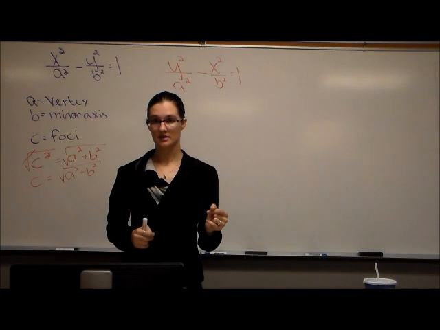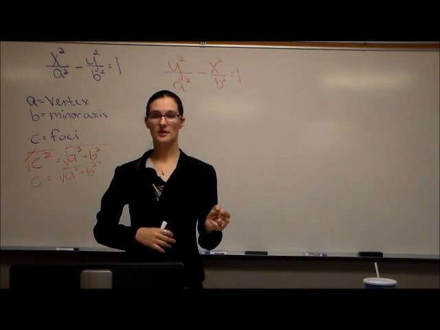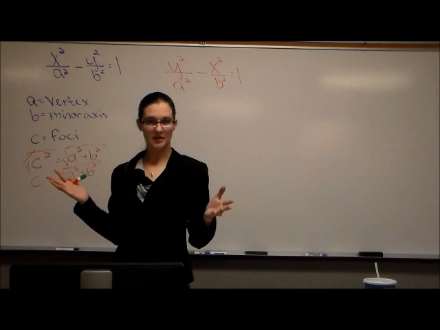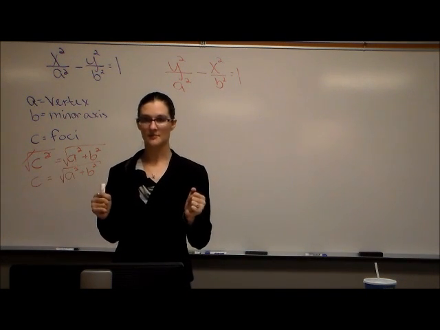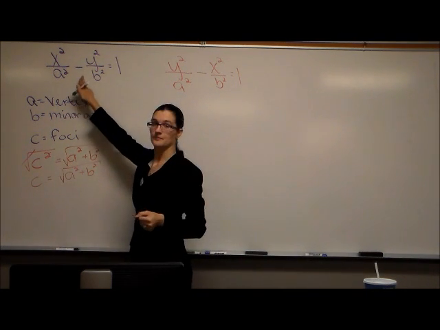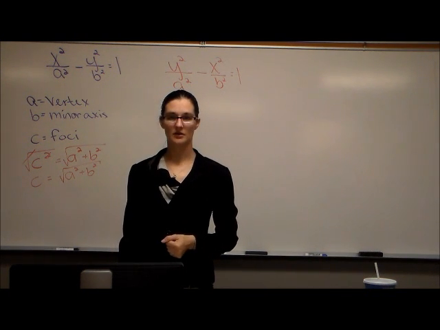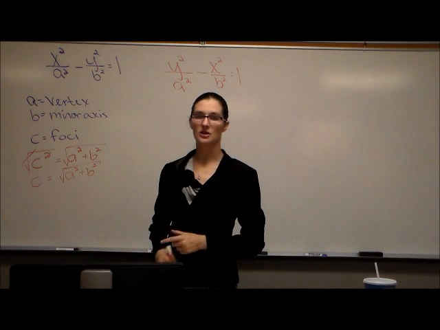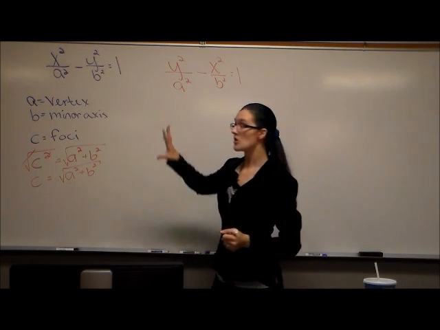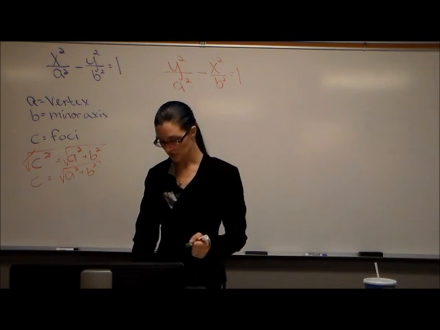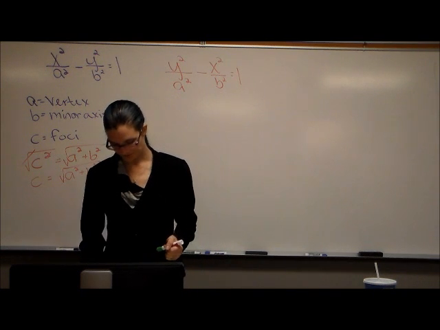Hyperbolas are different. With hyperbolas, it's always whichever one comes first. Which variable came first? That's the major axis. With a minus sign, you can't really switch them around. It's always the positive variable. The variable with the positive fraction is the major axis. So it's a whole lot easier to tell which one's major and which one's minor.